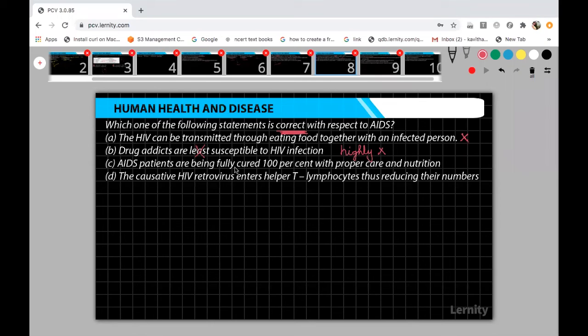AIDS patients are being fully cured 100% with proper care and nutrition. There is no complete treatment for AIDS. The causative HIV retrovirus enters the helper T lymphocytes and reduces their number. Yes, obviously it is correct. It reduces the count of helper T cells and thereby the production of antibodies will be affected. So option D is the right one.